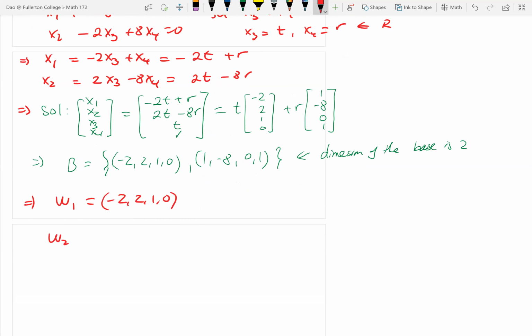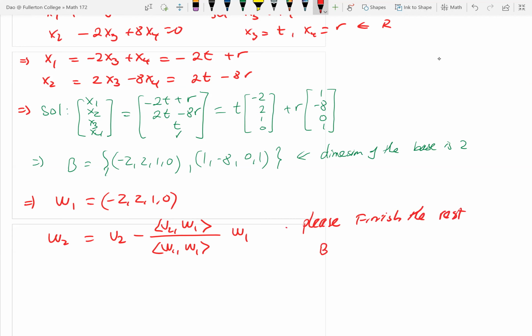And then W2 will be V2 minus (V2 · W1) over (W1 · W1) times W1, and then you do that procedure again. Okay, so in this case the basis only has 2 vectors, so we only need to find W1 and W2. Okay, so yeah, please go ahead and try. Finish the rest. We need to find B double prime.